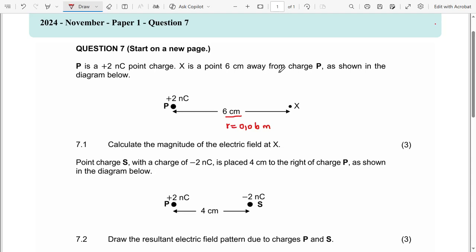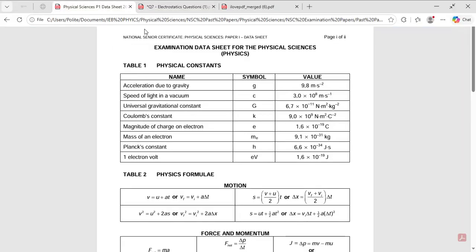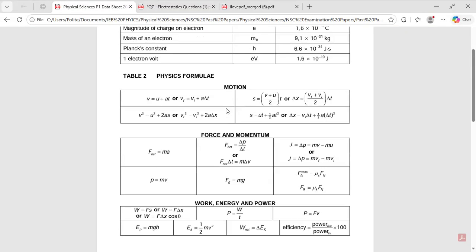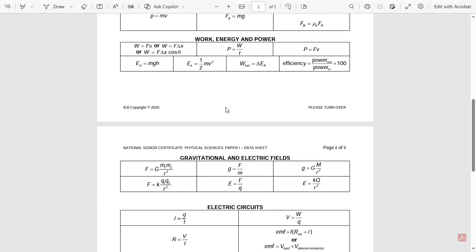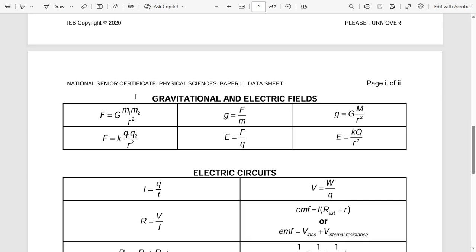They say that point X is 0.06 meters away from charge P, as shown in the diagram. The first question asks you to calculate the magnitude of the electric field at X. Go to your formula sheet, and under electrostatics look for the formula that has E, because E is for electric field. Then I'm going to help you choose the correct formula according to what you are given. That's why it's easy to answer physics questions and easy to prepare for a physics exam.